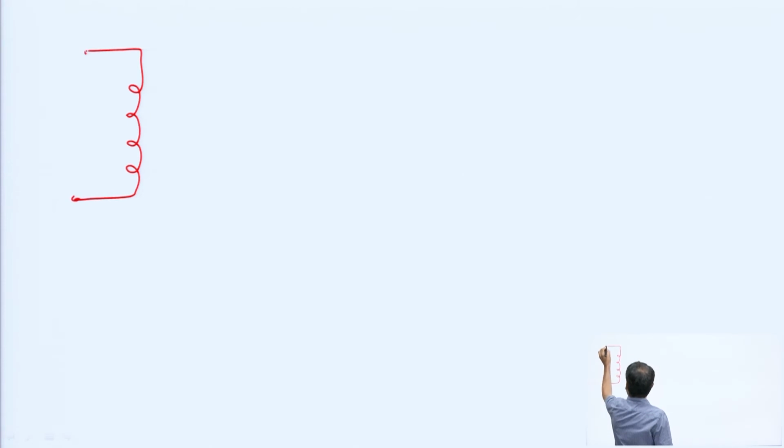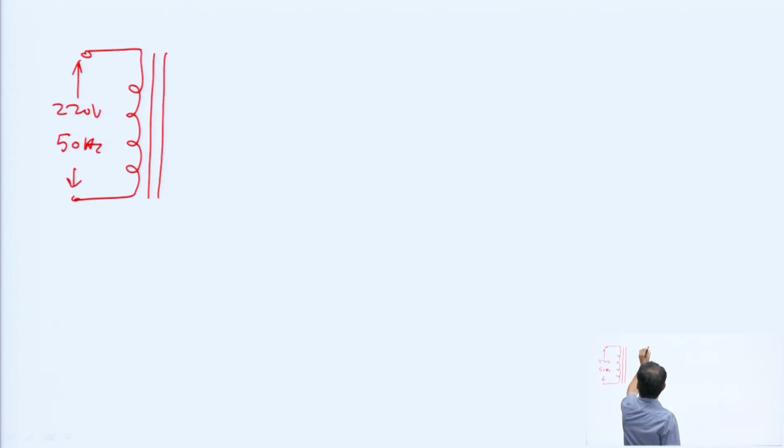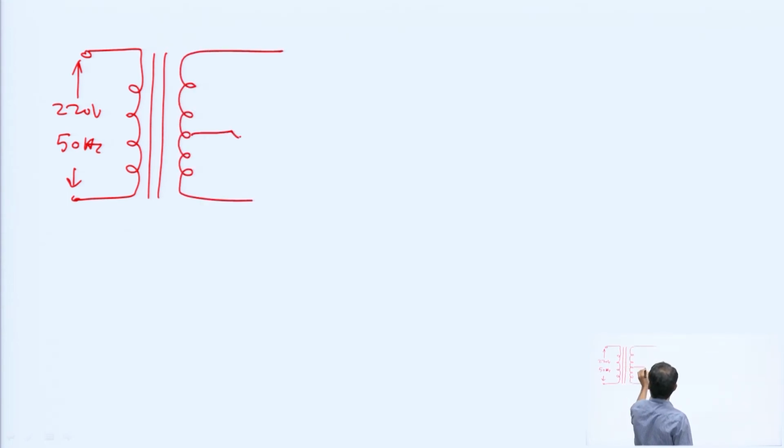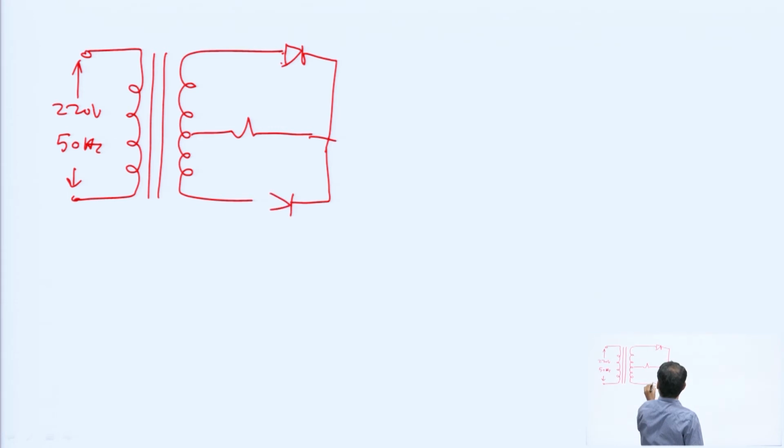First of all, the center tap transformer. This is the primary winding, with a 220 volt, 50 hertz single phase supply here, and this is the core of the transformer. Here you can connect a load, and here is a diode, and here also there is a diode. We should know the sign convention: for the positive half cycle it is plus, minus, plus, minus.